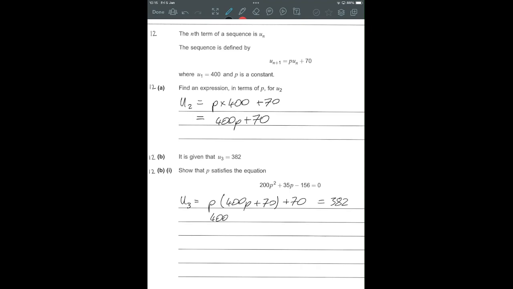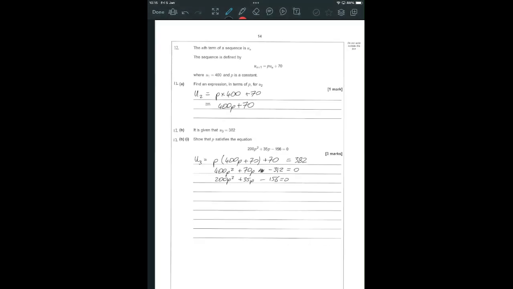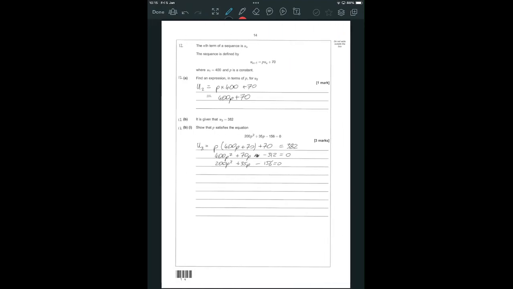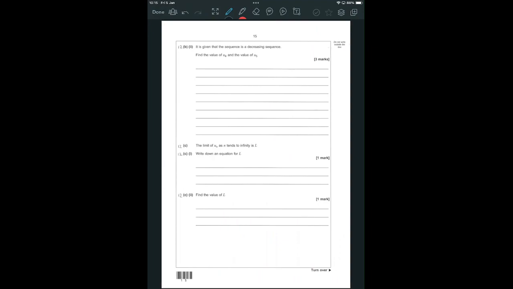Well, already this is looking quite nice. Here's my quadratic forming. Let's bring the 382 to the other side. Equals 0. There's a common factor of 2, so let's divide through by 2, and we get exactly what they wanted. Okay, next part is given the sequence is decreasing. Well, if this sequence is decreasing, does that just mean that p is negative? Maybe. Find the value of u4 and u5.